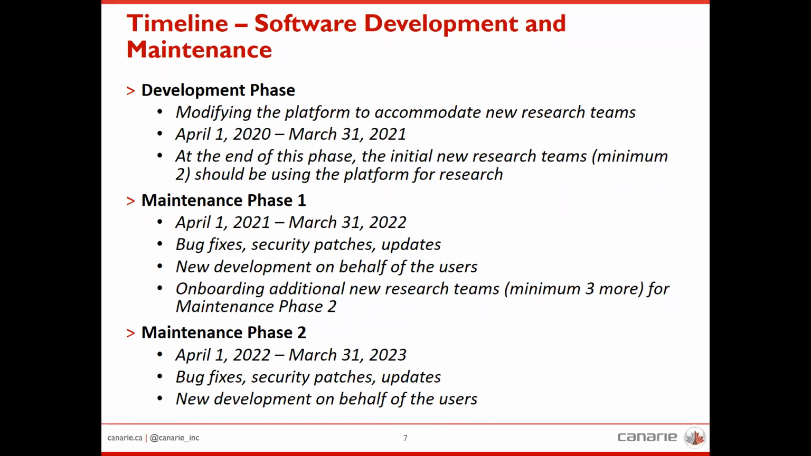utility of the platform. And at the end of the first maintenance period, if you've onboarded an additional 3 new users for a total of 5, that unlocks maintenance phase 2, which is also a year and has the same parameters as maintenance phase 1, in that you can do either support activities or new development or both.